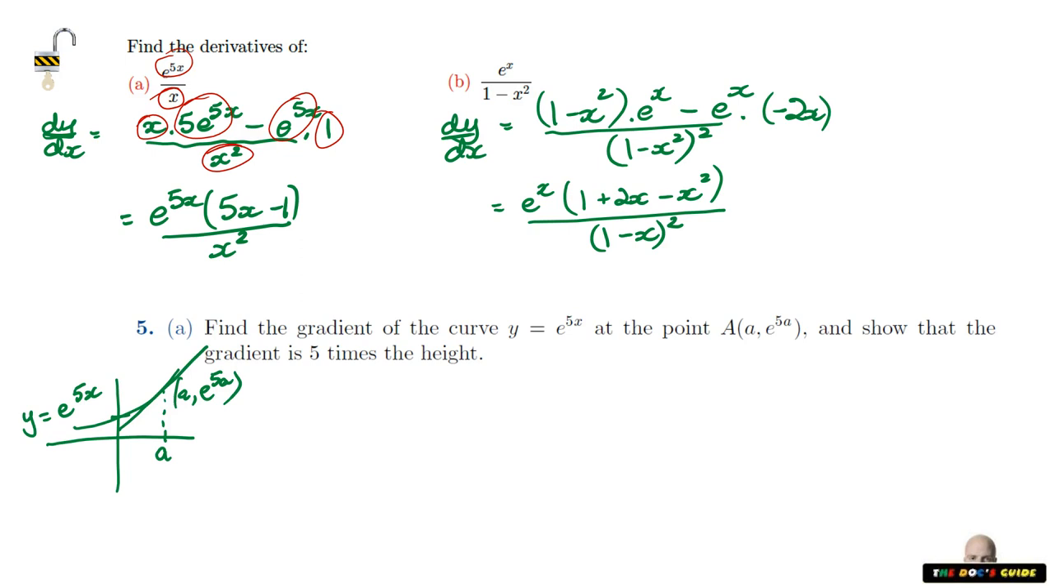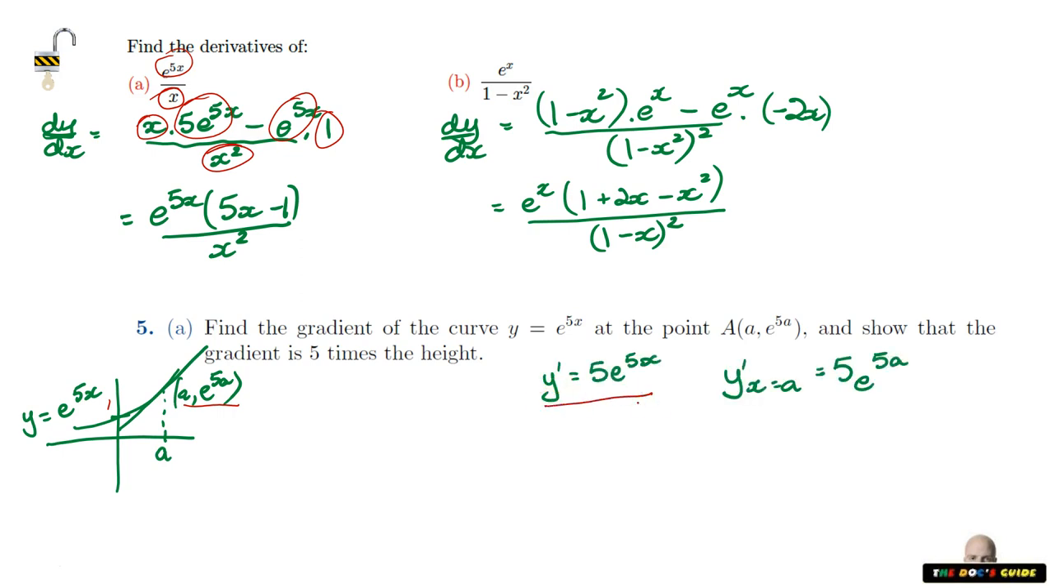So when we do that, we've got our curve of e to the 5x. We know that it passes through 1. So this point here is 1. And we're interested in the point a, e to the 5a, and we want the gradient at that point. So as always, to get the gradient at the point, we need to find the slope. So that means that we need to differentiate.